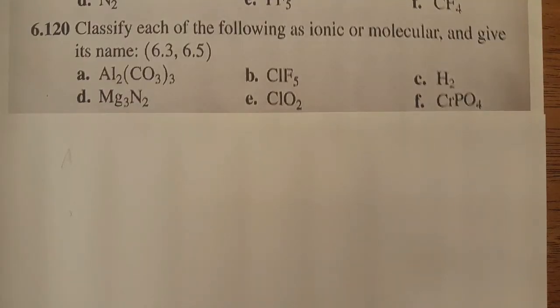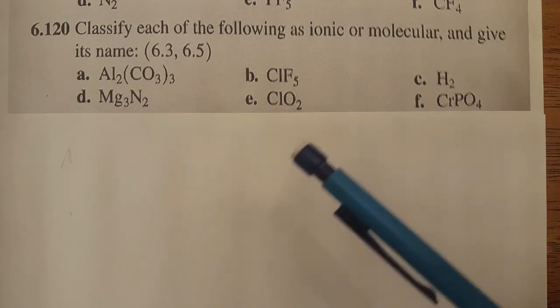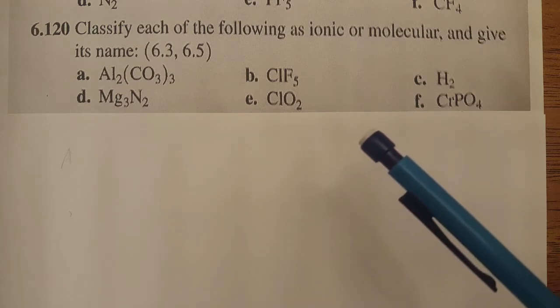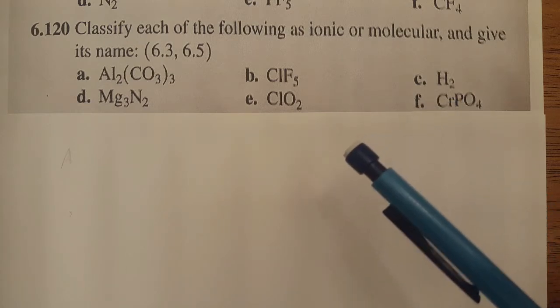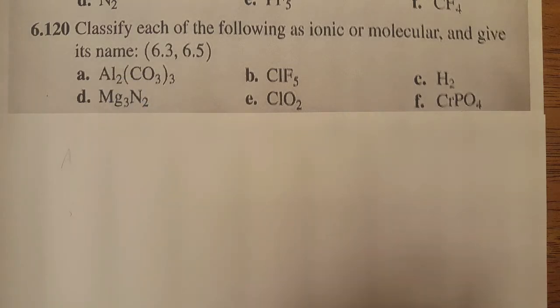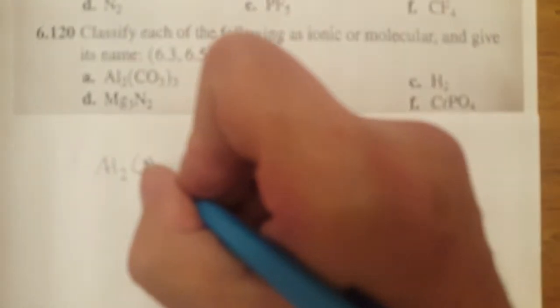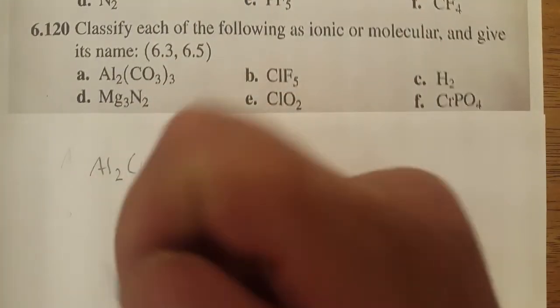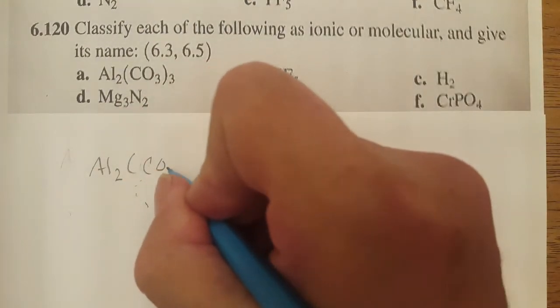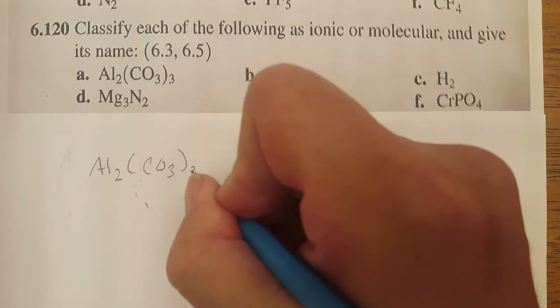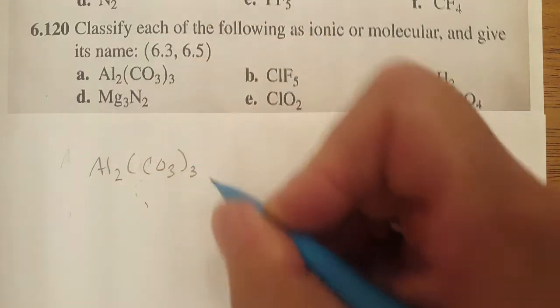All right, let's do the next grouping of compounds. Once again, classify each of the following as ionic, molecular, and give its name. So let's do this first one, which is Al2CO3. There are 3 of these groups.